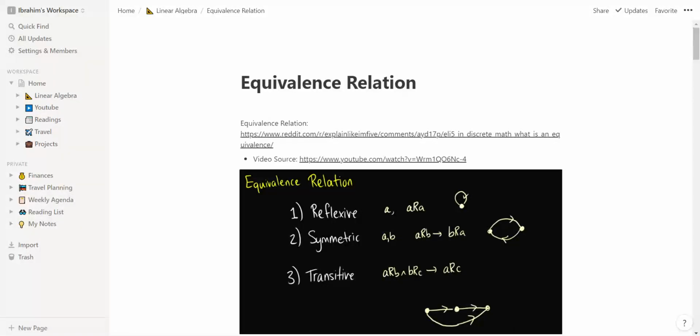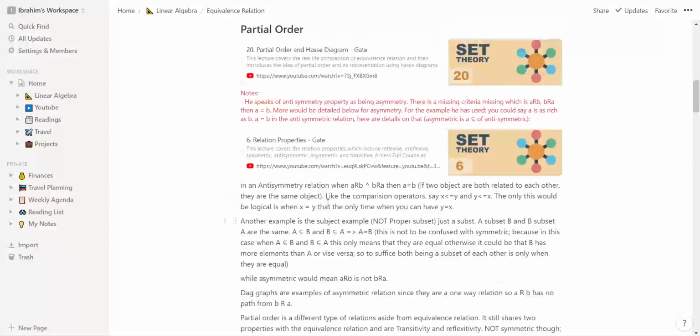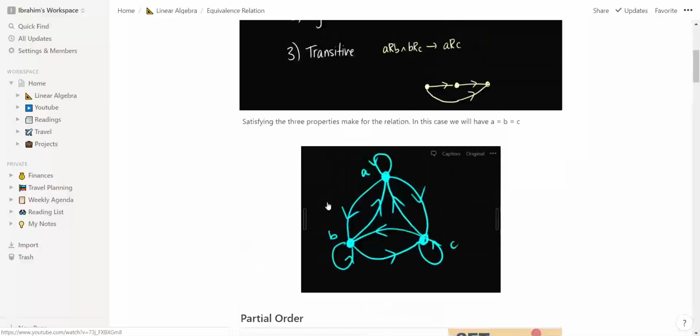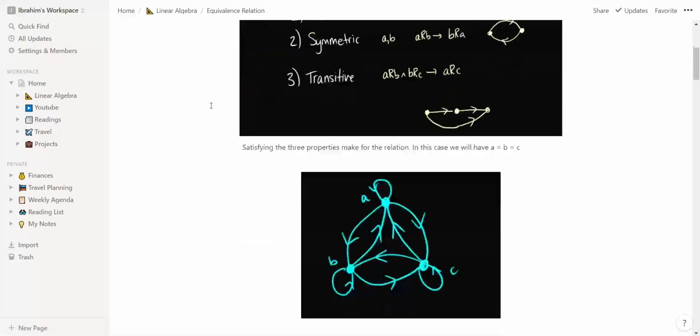Hello everyone. In the last video we started talking about partial ordering. Before getting to that, an equivalence relation is satisfied when you have three properties in a given set: reflexive, symmetric, and transitive.